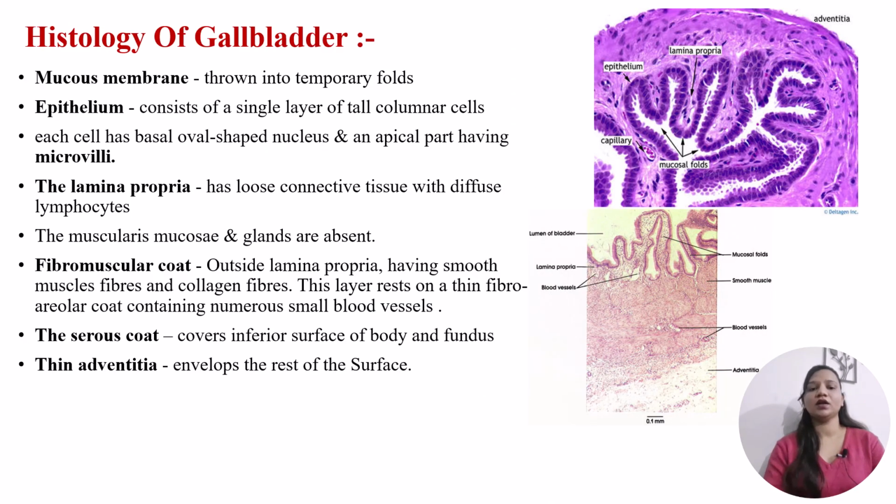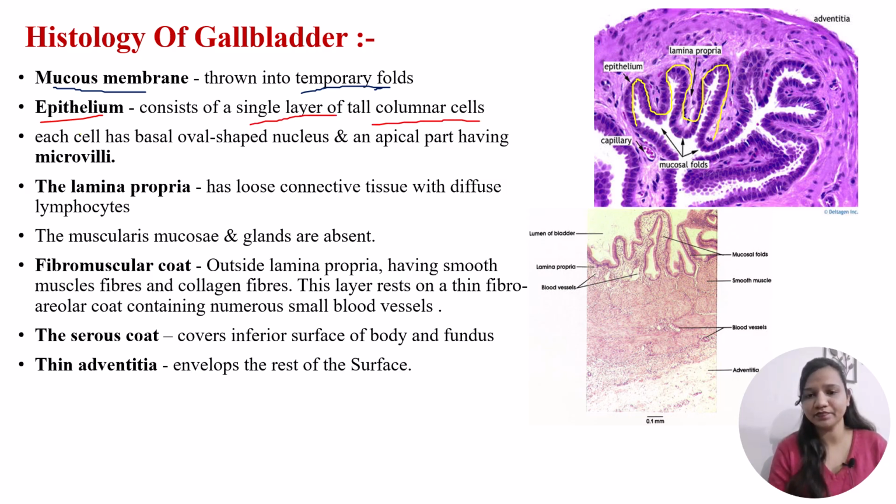Okay, moving on. Now let's understand the histology of the gallbladder. So first, the mucous membrane. The mucous membrane of the entire gallbladder is thrown into temporary folds. As you can appreciate here in this picture, there are folds present in the mucous membrane, and the epithelium of the mucous membrane consists of a single layer of tall columnar cells.